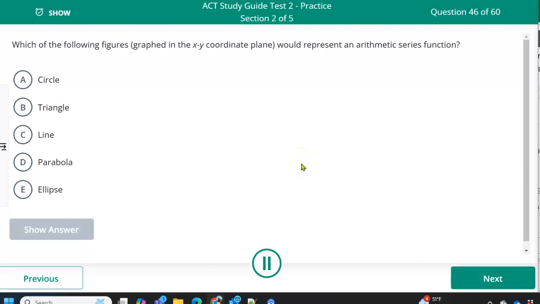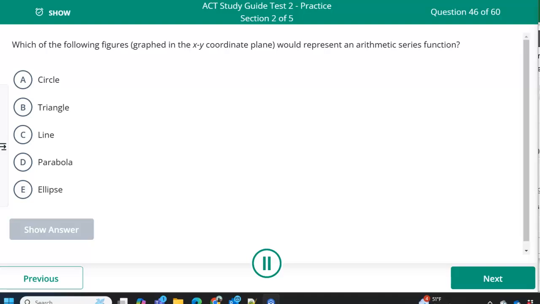Which of the following figures would represent an arithmetic series function? It's an interesting question. Really, none of the shapes to me make sense as an arithmetic series function. This is just a kind of a new sort of question that I hadn't even thought about. But okay, an arithmetic series function. An arithmetic series is a sequence of numbers with a common difference. So like 0, 2, 4, 6, 8, 10, 12, etc.